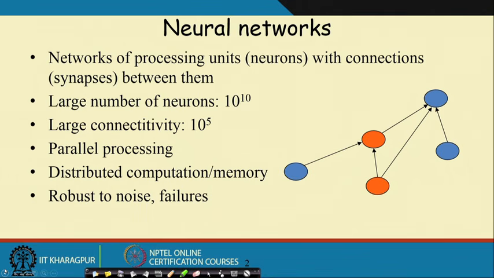And this was considered to be large scale parallel processing. A lot of simple units come together in parallel, do a task, and in a distributed manner solve a problem. It had some nice properties, like being robust to both noise and failures, and that whole group of algorithms came to be known as neural networks.